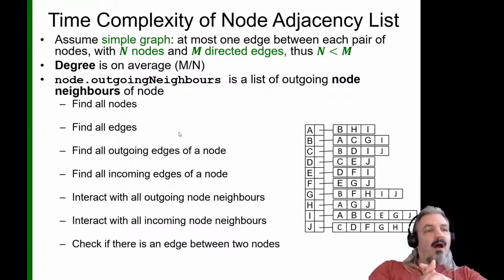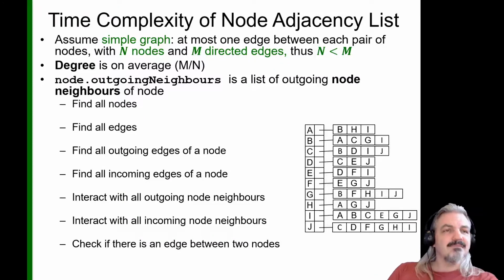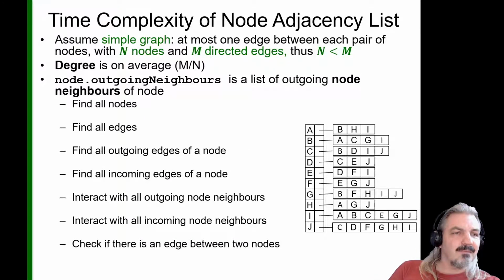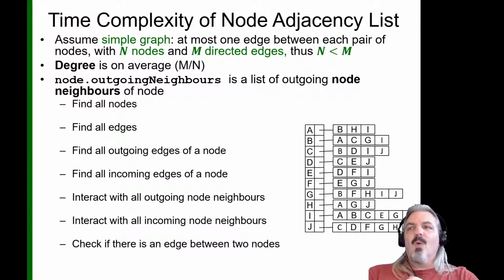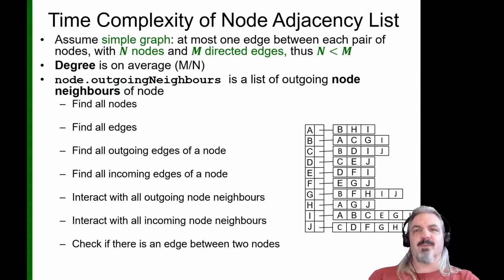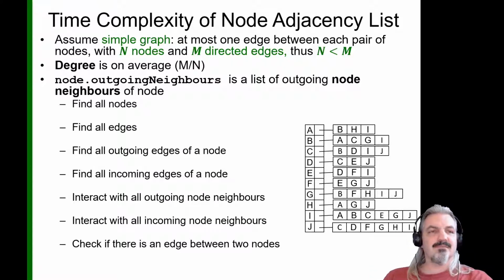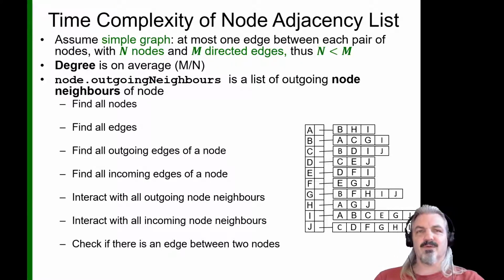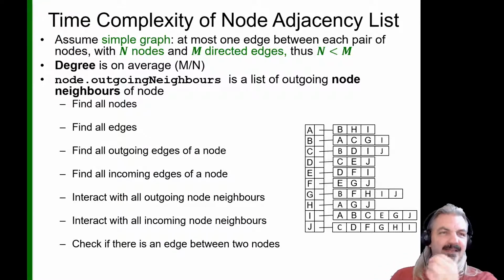So I need people to make some comments to me. What do we think finding all nodes would be when you have a list of nodes? How long will it take to find all nodes? Any thoughts? You've done your order notation. Remember order notation from last year?